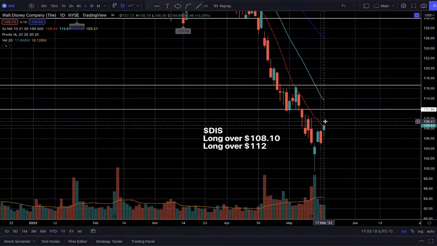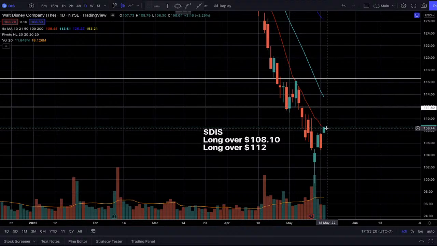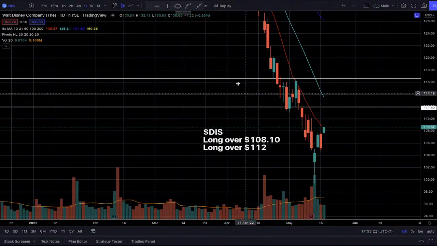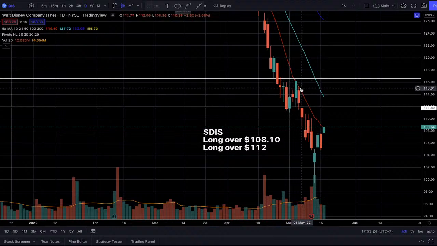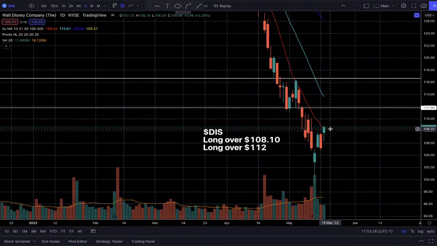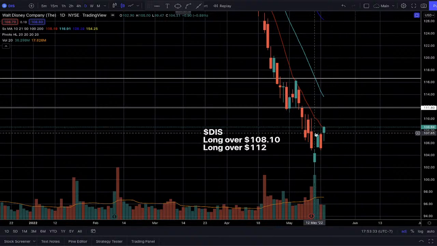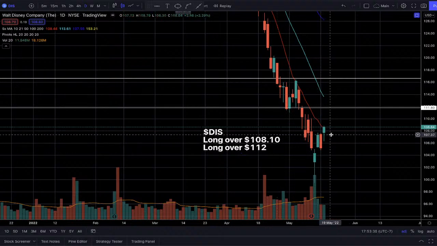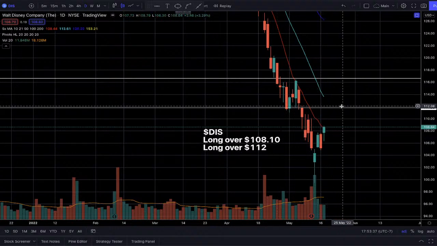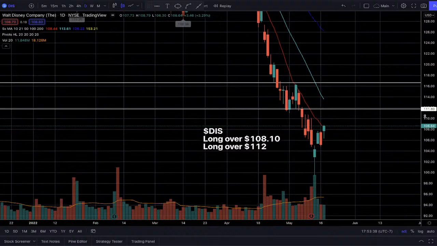But this all depends on the market tomorrow. If the market decides to pull back again, we're going to see another red day. We might potentially see another rejection at the 10 SMA and continuous movement lower. So for Disney, very simple. If you got in at 108, great. If you didn't, that's fine. If it continues to go up, 112 is your next entry.